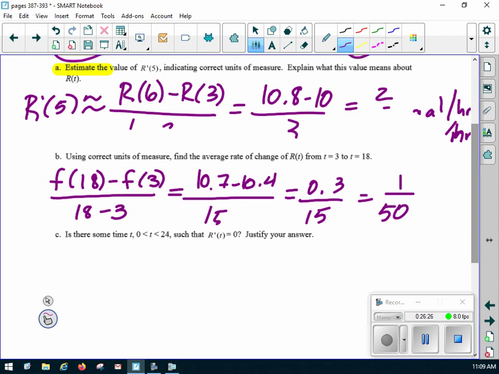It's not asking us to do any explaining, but it is asking us to use the correct units of measure. I found an average rate of change of a rate. The rate itself was in gallons per hour, and if I find the average rate of change of that, what's my unit going to be? Same thing. If I find a rate of change of a rate, it's going to be so.